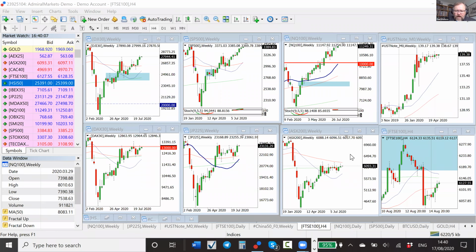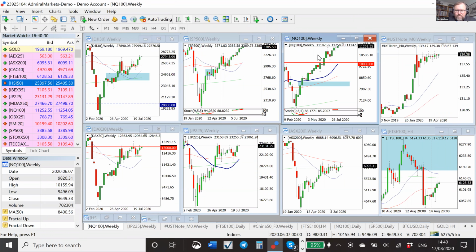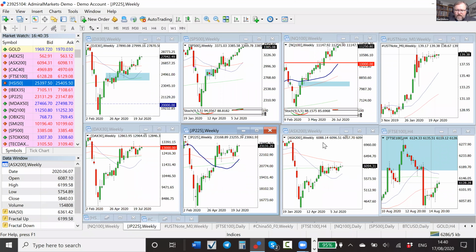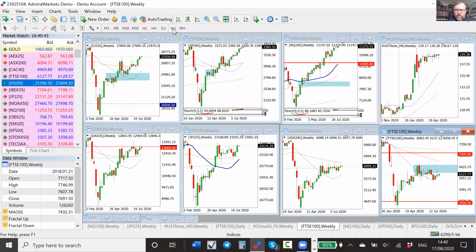So here we have the Admiral Markets MT4 platform. I have a profile called indices, where I have the majority of the major world equity indices in one place, so I can very quickly get a view of what's going on in the world. Here on the top, I've got the Dow Jones, the S&P 500 and the Nasdaq. And on the bottom, I have the DAX, the Nikkei, the ASX, the Australian index, and the FTSE as well. So let's have a look at what's been going on here.